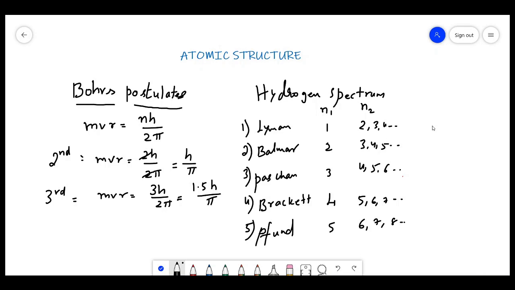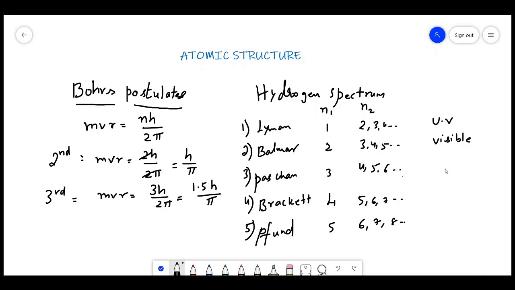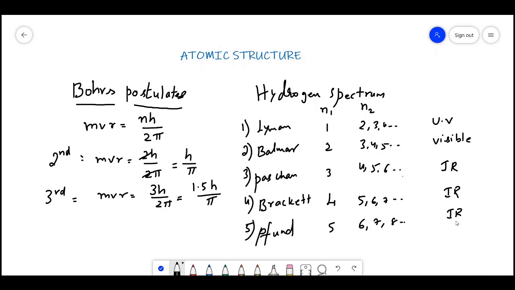As for the regions they belong to, Lyman belongs to the UV region, and Balmer belongs to the visible region. Paschen, Brackett, and Pfund all three belong to the infrared region, IR. And remember, among these, UV will have more energy and IR will have less energy. Energy is inversely proportional to wavelength. So automatically UV will have less wavelength, and IR will have more wavelength. So this is about the hydrogen spectrum.